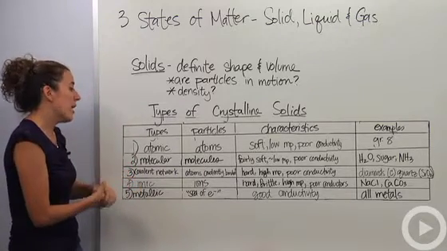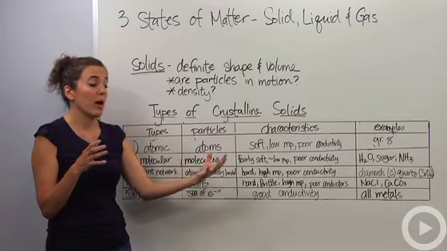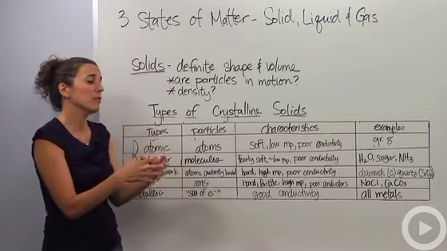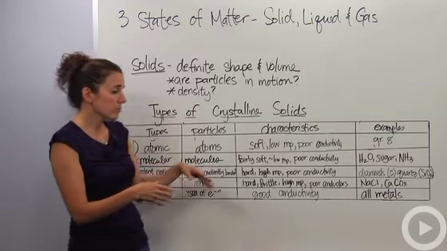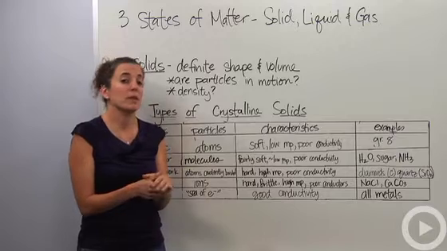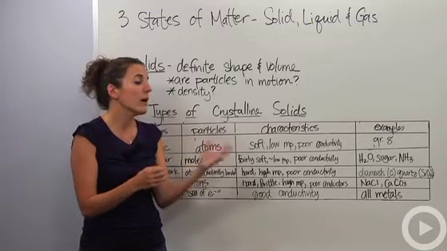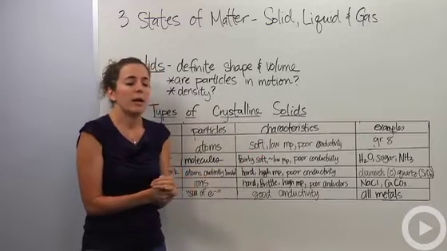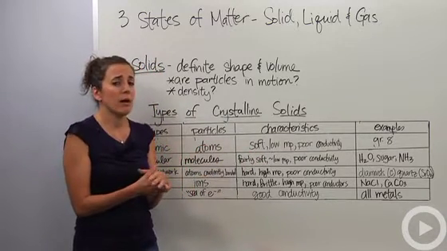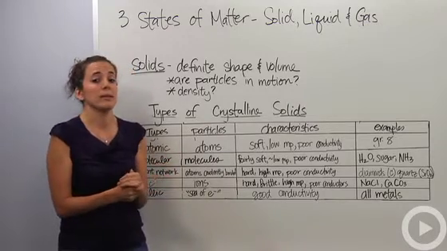The first one being atomic solids. Atomic solids are just atoms that are attached to each other in a solid form. They're pretty soft, they have a low melting point, and they're poor conductors, meaning they do not conduct electricity. They don't have those free-floating electrons that are able to conduct electricity. These atoms might be group 8 elements, neon, argon, things like that, that form atomic solids.